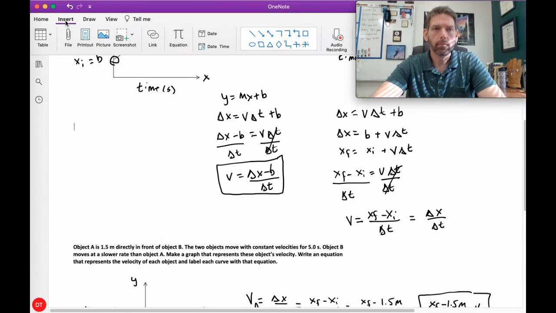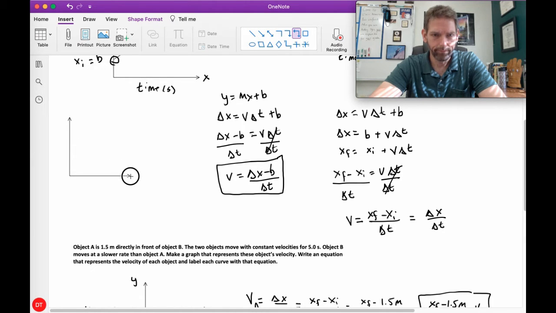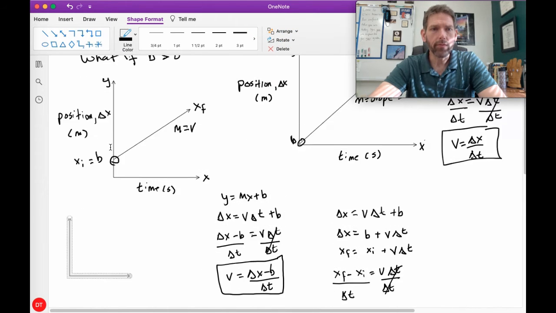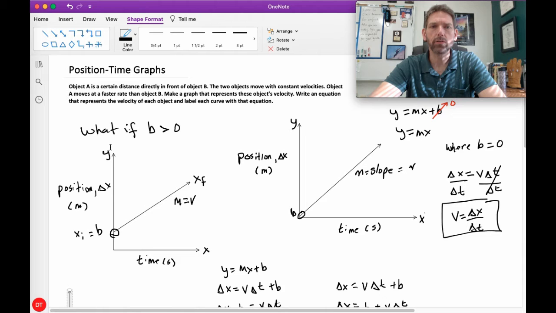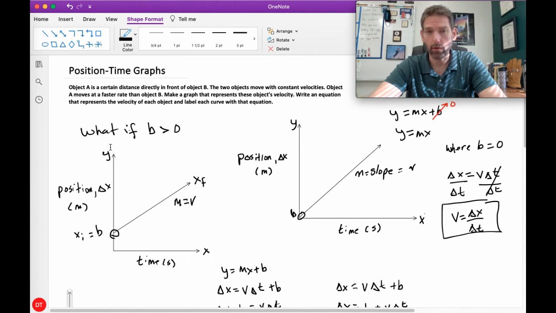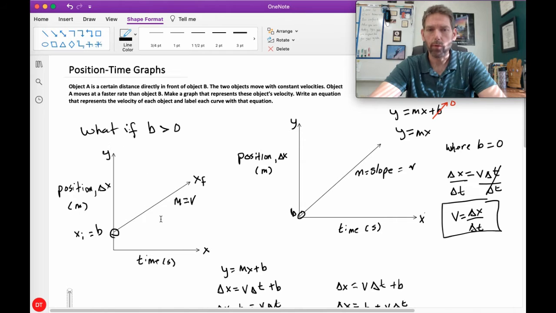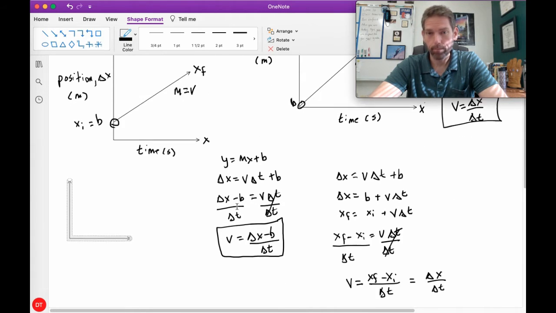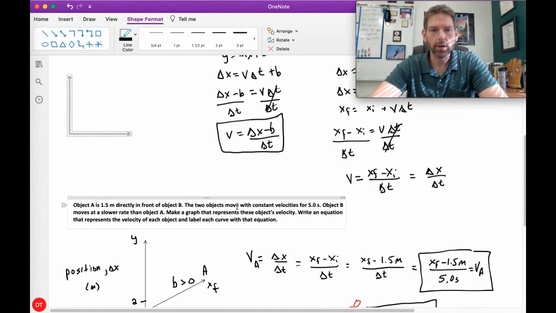Let's practice a problem. To finish answering this particular scenario, let's get ourselves another graph. I like considering these graphs. These are fun. If A is a certain distance directly in front of B, again, remember we said it's all relative. The two objects move with constant velocities. We represented that here with that nice clean slope line. A is moving faster than B.